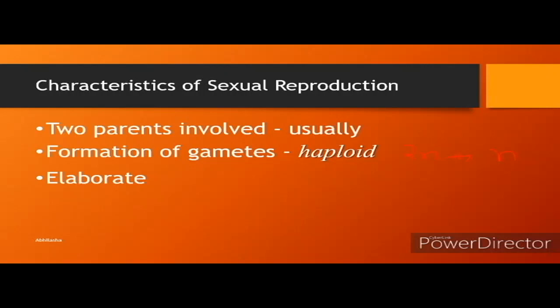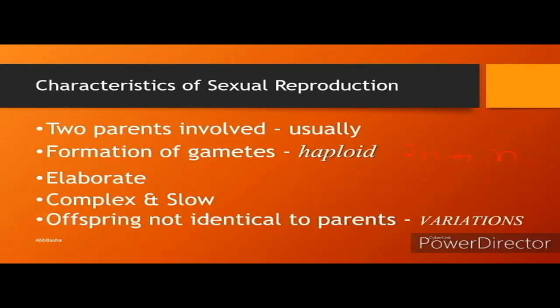The third feature of sexual reproduction is that it is very elaborate. First, two parents are involved and gametes have to be formed, then it has to be ensured that the gametes reach each other, and fertilization should occur successfully, and even after fertilization the development should occur properly and successfully. So this entire process is very complex and slow, and it is elaborate. It takes a lot of time.